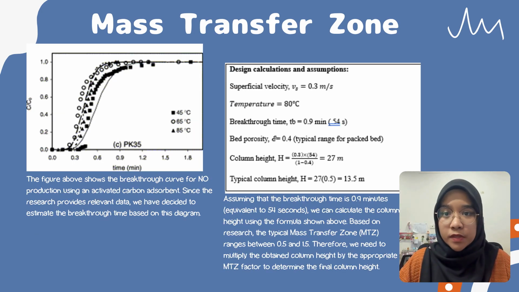The figure above shows the breakthrough curve for NO production using an activated carbon adsorbent. Since the research provides relevant data, we have decided to estimate the breakthrough time based on this diagram. Next, assuming that the breakthrough time is 0.9 minutes, equivalent to 54 seconds, we can calculate the column height using the formula shown above. Based on research, the typical mass transfer zone MTZ range between 0.5 and 1.5. Therefore, we need to multiply the obtained column's height by the appropriate MTZ factor to determine the final column height.